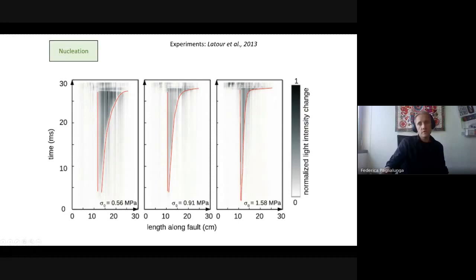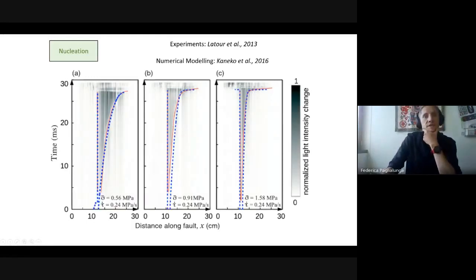And here you can see the influence of normal stress acting on the fault, which seems to shrink the size of the nucleation length, that is, the final size at the top when the cracks start to propagate very fast. And the interesting thing is that Yoshi Kaneko in 2016, using the rate-and-state framework, with a rate-and-state formulation in agreement with experimental properties of the fault, was able to describe the nucleation stage of instability.